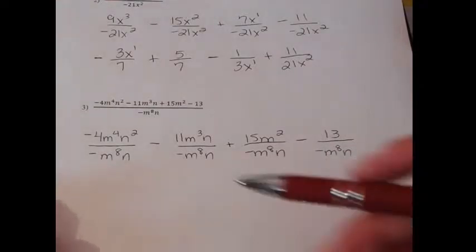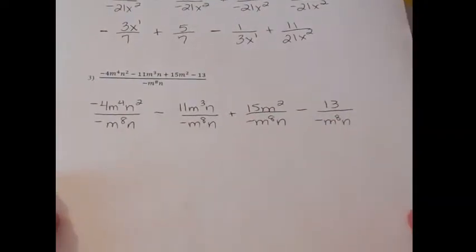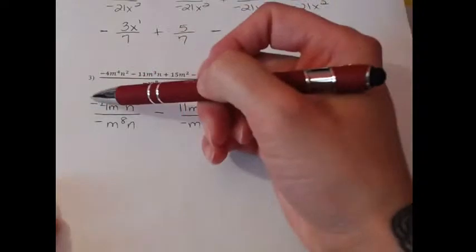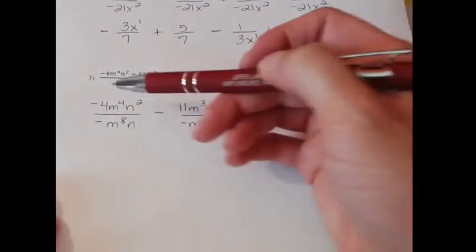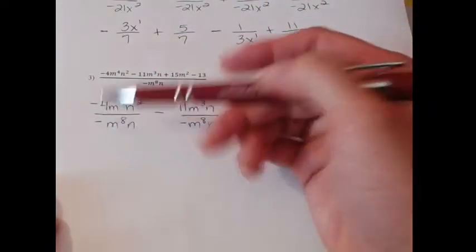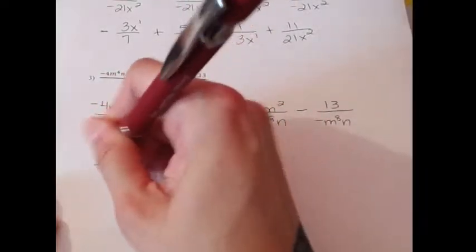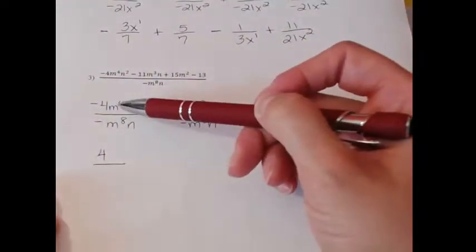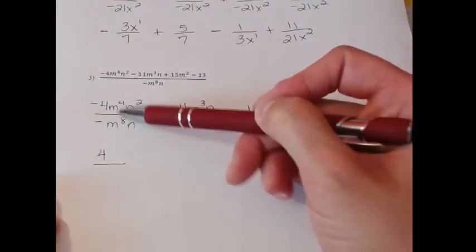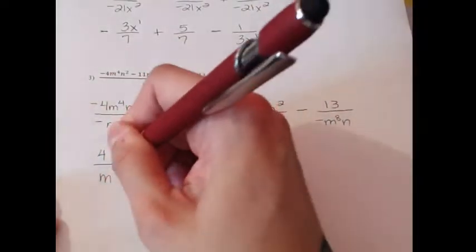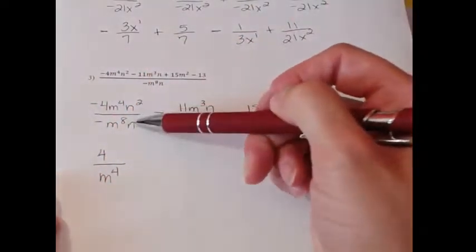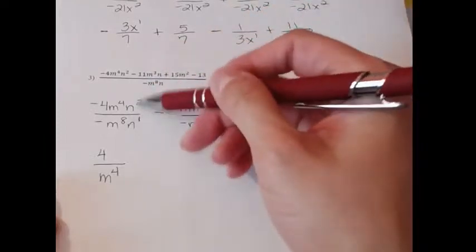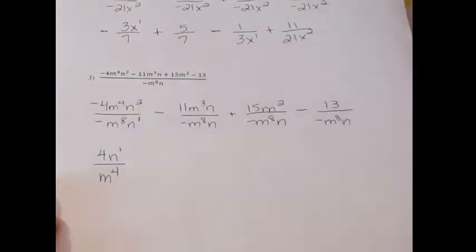Cool. All right, now that I've rewritten the polynomial, let's simplify. Negative times a negative is a positive. My numerical bases, I only have a 4, so the 4 is going to remain in the numerator. I have m to the fourth over m to the eighth. Well, that just means I'm going to have m to the fourth in the denominator. n to the second over n to the first, well, that just means I'm going to have n to the first in the numerator. And that takes care of the first fraction.